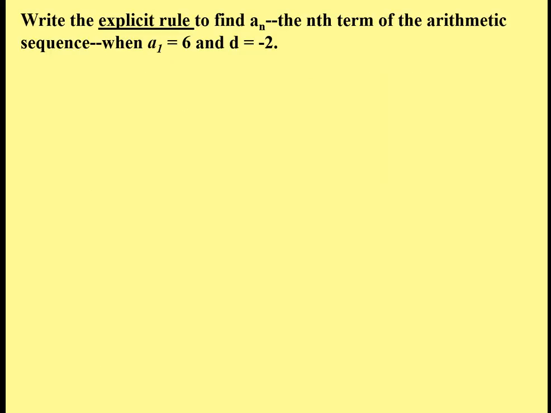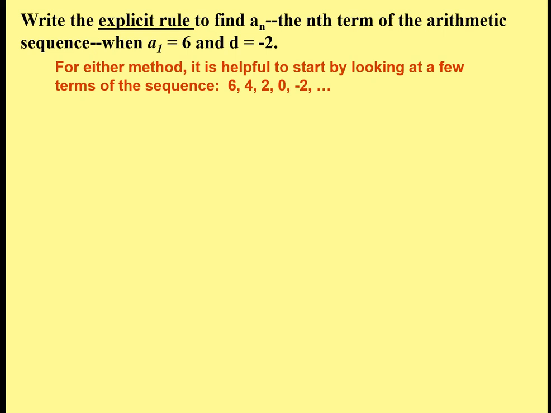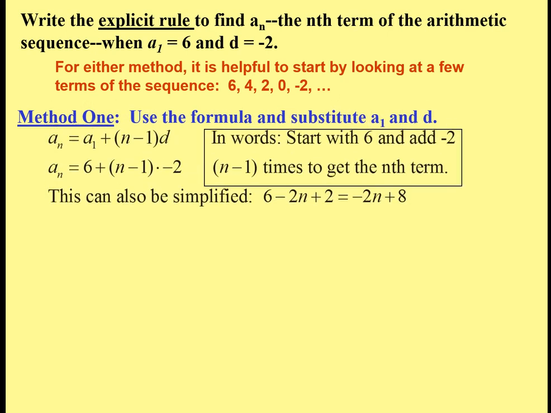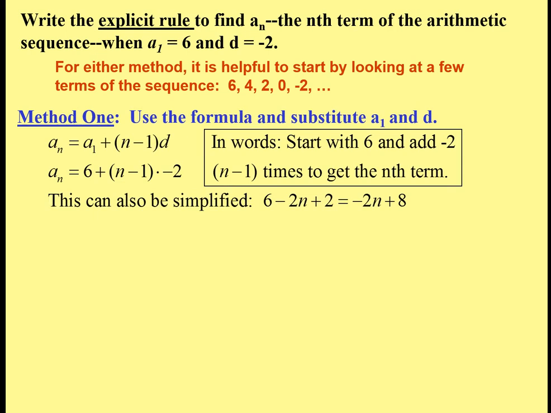Let's write the explicit rule to find a sub n, the nth term of an arithmetic sequence, when a sub 1 equals 6 and d equals negative 2. And we're going to review the two different methods I just showed you. For either method, it's helpful to start by looking at a few terms of the sequence. So we'll start with 6, and since we're subtracting 2 each time, we'd have 6, 4, 2, 0, and negative 2. Method 1, use the formula and substitute a sub 1 and d. Okay, so here's our formula.